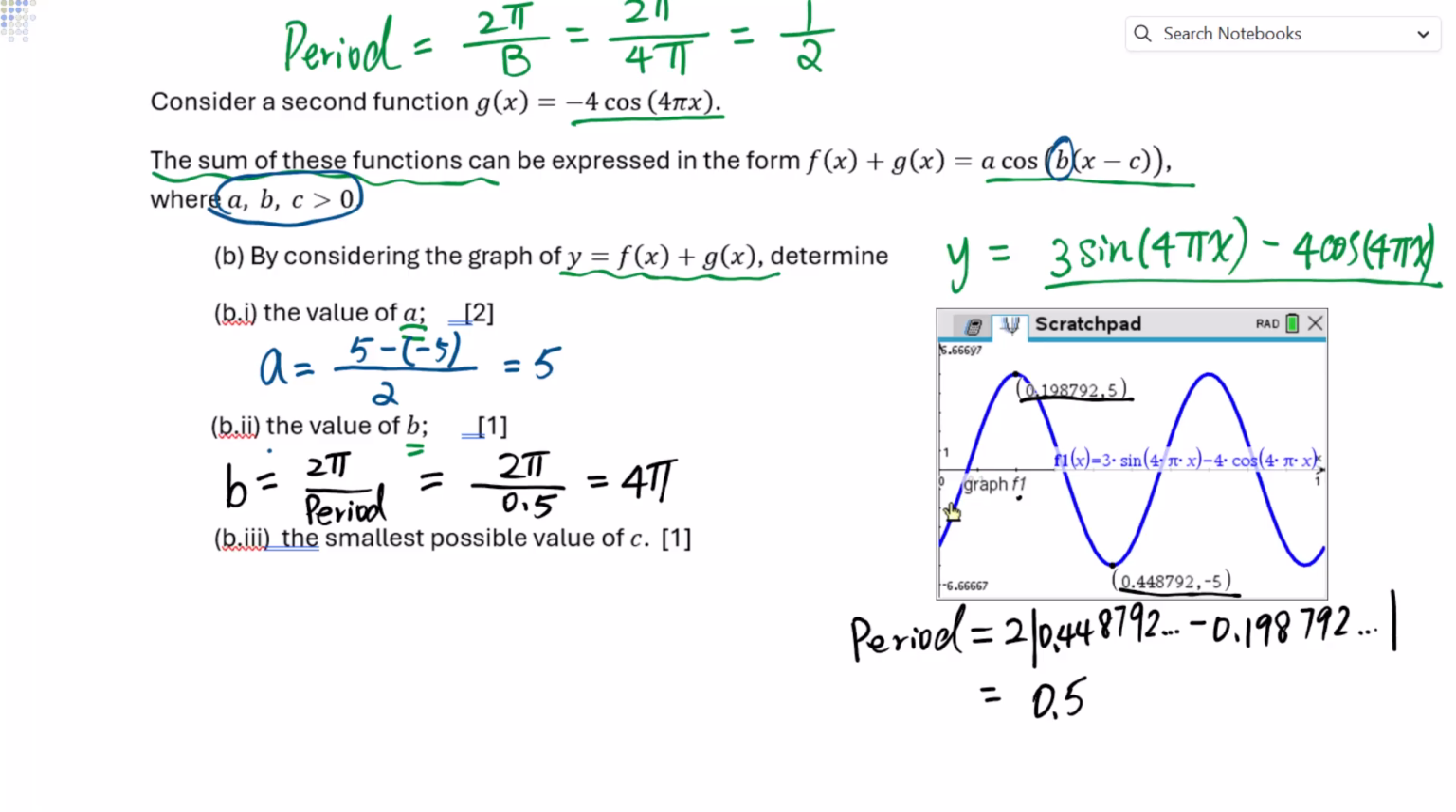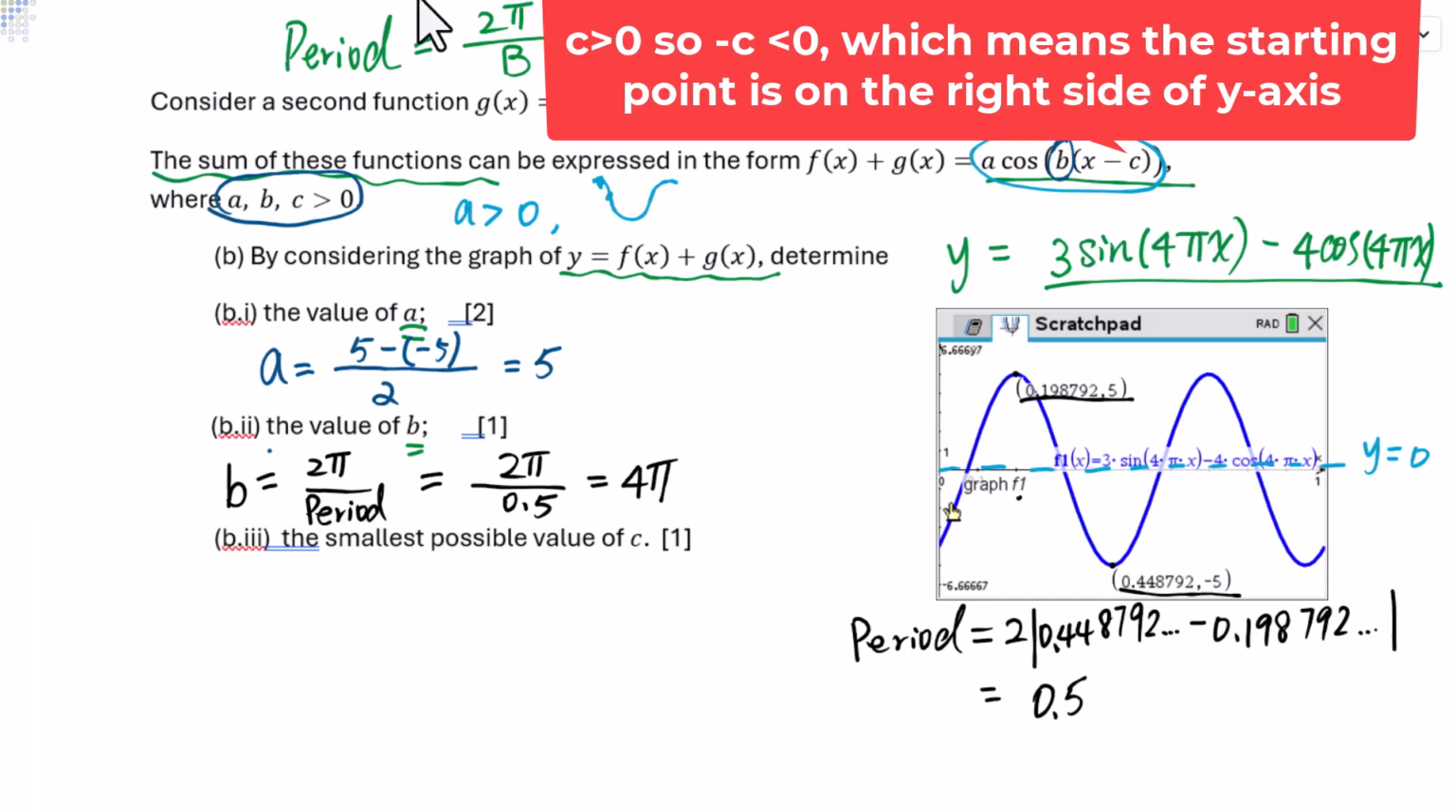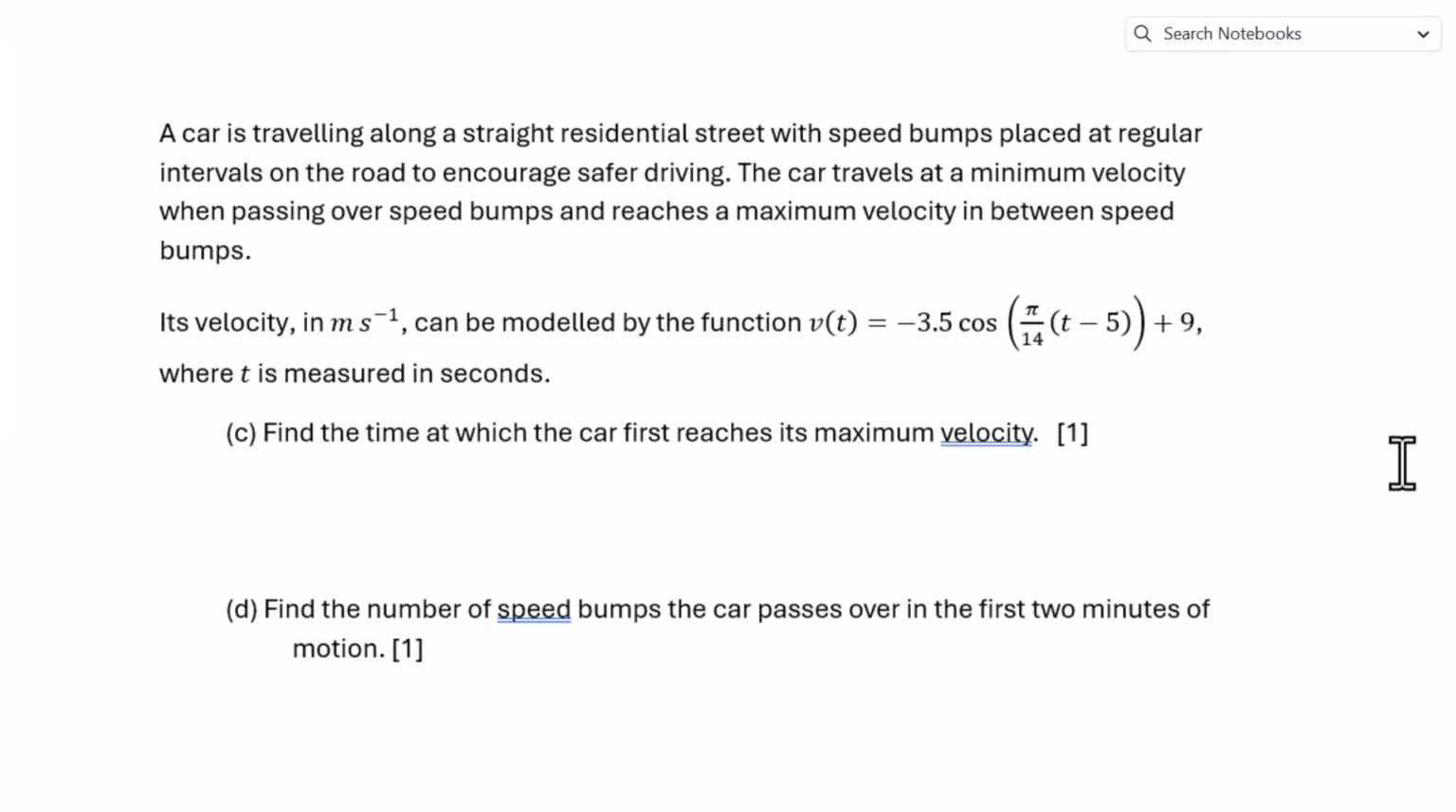Now the smallest positive value of c. We see the midline is y equals 0. Since a is positive, this cosine starts from the maximum value, like this. This is the starting point for this cosine function. So c equals 0.199.